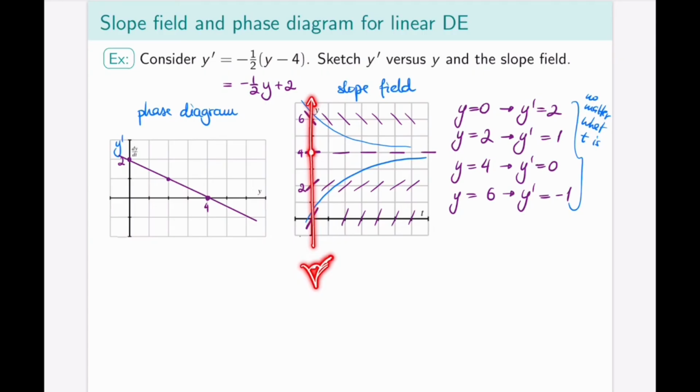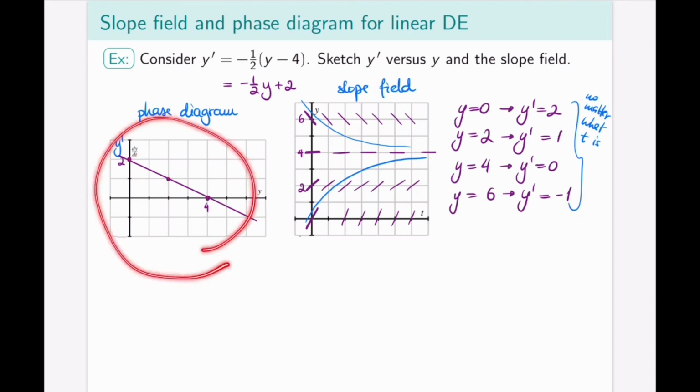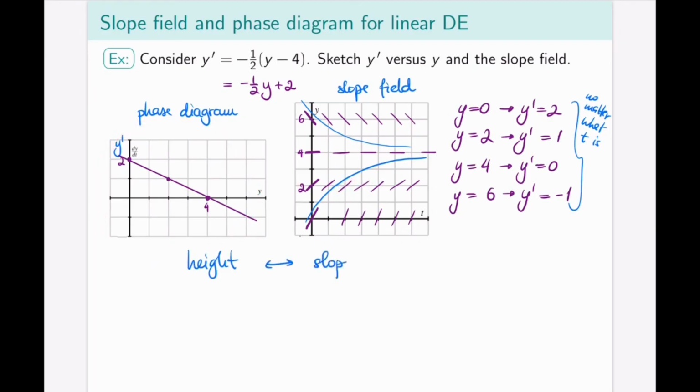I notice that at 4, the slope is 0, which is exactly what the value here is. The slope field produces the sketch of the slopes as the slopes. The phase diagram produces the sketch of the slopes as the actual numbers. So the height on this graph corresponds to the slope value on the slope field graph. The height here corresponds to the slope value here.